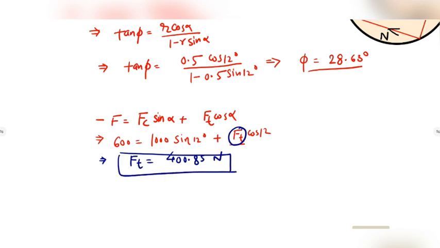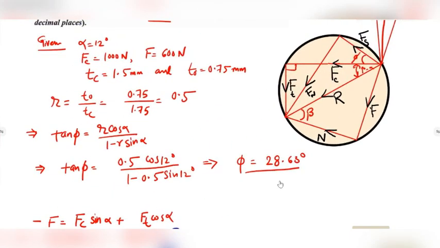Now we have the value of Ft. Now again we will use the merchant circle. So we have the value of Fc, now we have the value of Ft. Therefore Fs can be expressed in the form of Fc, Ft and phi. So, using the formula that we discussed in the last class, link of which I will share in the description box.